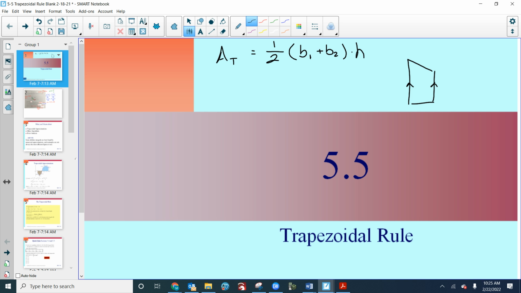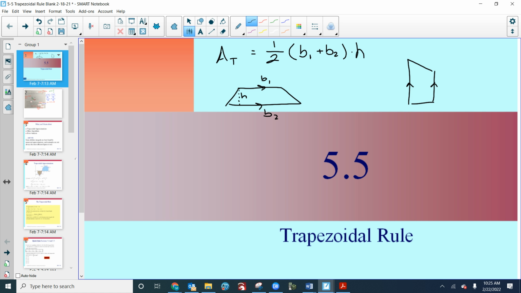What's the rule for a trapezoid? The bases are the parallel sides. Very good. They're the parallel sides. What's the h? The distance between the bases. So if this is your trapezoid, these would be your bases, wouldn't they? And this would be your h. Make sense?